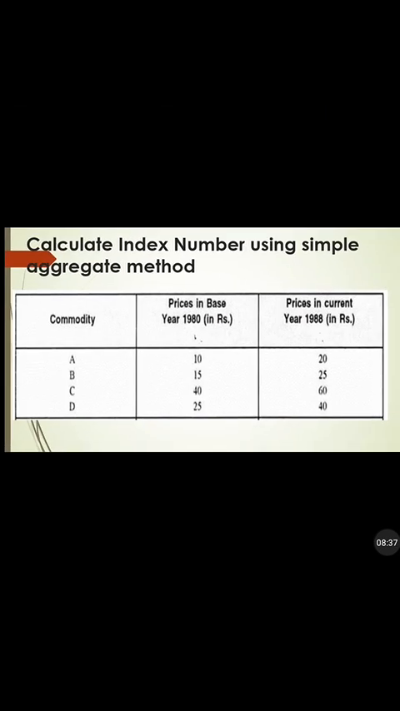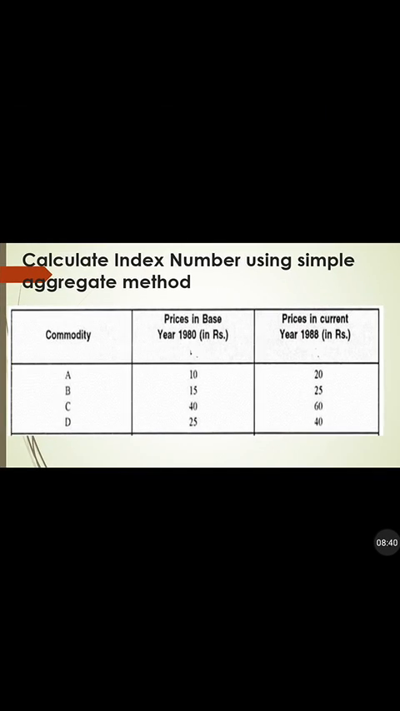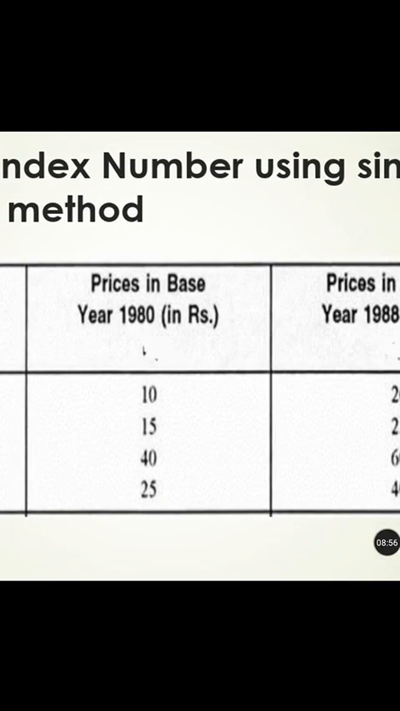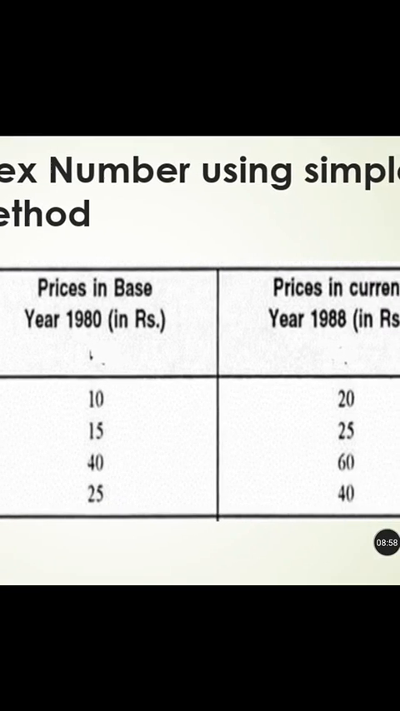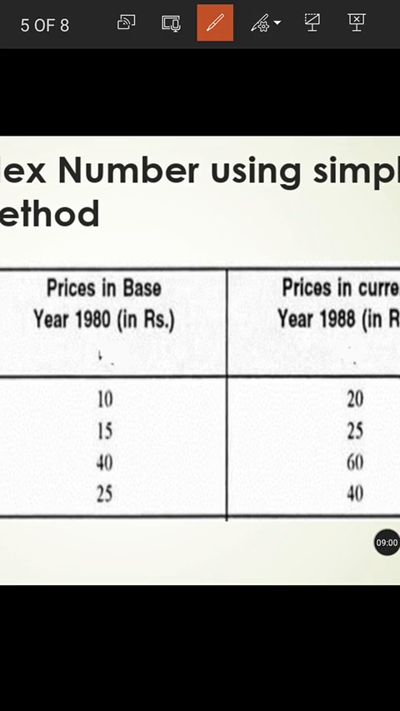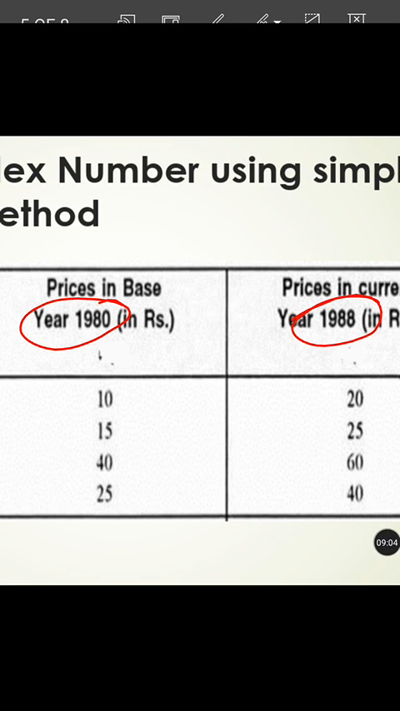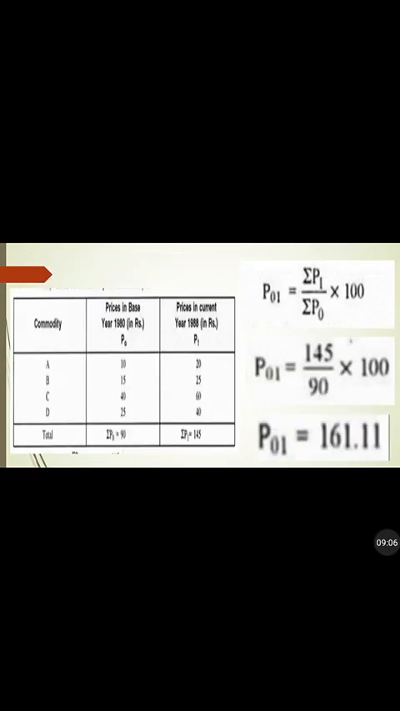In this question, 4 commodities are taken and we have to calculate the index numbers. We are going to see the percentage change in the price. The index number is useful to calculate the percentage change in price from the year 1980 to 1988.